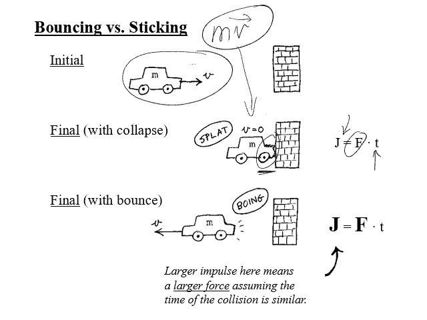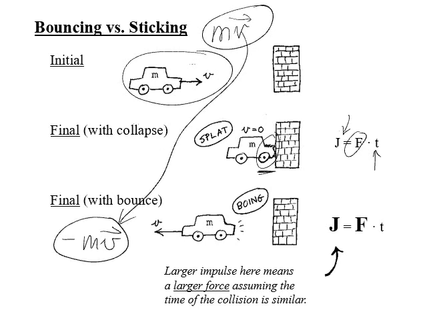Now, if the car bounces, then we're not going from mv to 0. We are ending up going from mv to minus mv. In other words, this car has momentum. If it bounces off the wall, it has momentum going the other direction here, right? And so we end up going to minus mv, and going from mv to minus mv, we've pretty much got twice the momentum change, or twice the impulse. So we have a bigger impulse in this situation, and if the time of the collision is somewhat similar, which it usually is, then we have bigger forces involved. So bouncing actually puts a bigger force, generally speaking, than sticking.